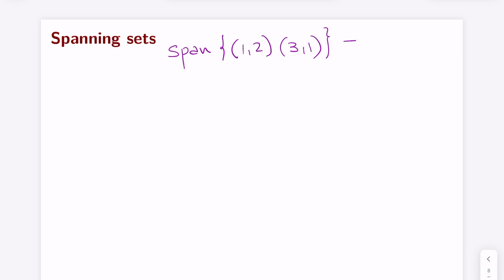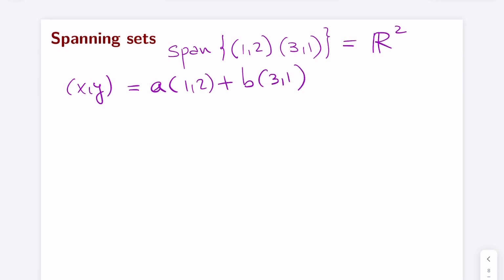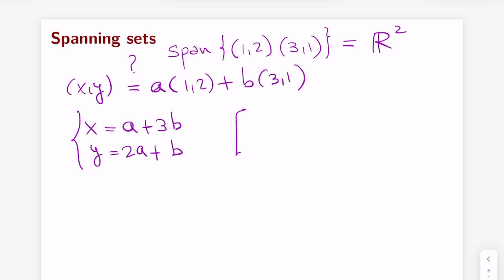For instance, the question is: is the spanning set here equal to R2? I mean, can any vector of R2 be written as a combination of these two? Well, we know already how to do that. The question is whether any (x,y) can be written as A times (1,2) plus B times (3,1). For that to be true, x has to equal A plus 3B, and y has to equal 2A plus B. So this is a system of equations whose matrix is (1,3;2,1), and the augmented column is x, y, the values on the other side of the equal sign.